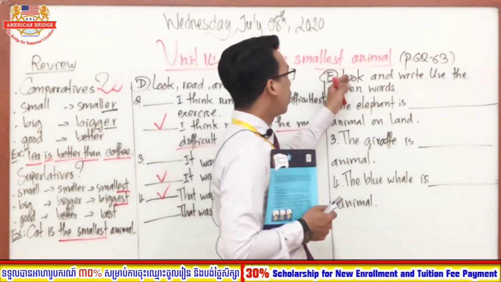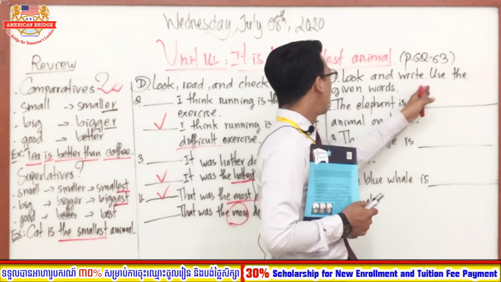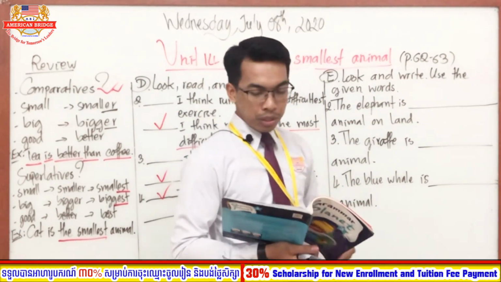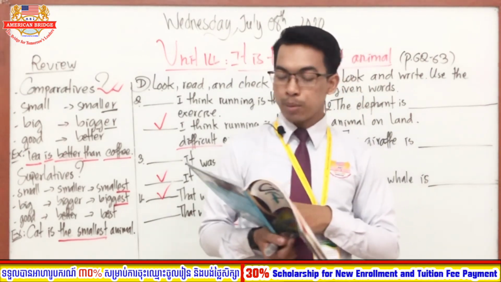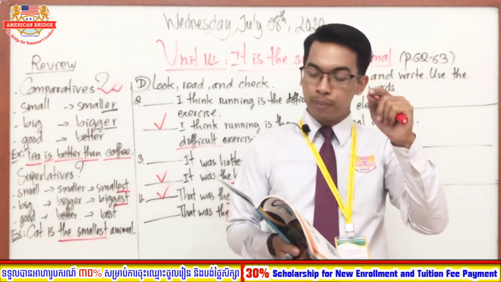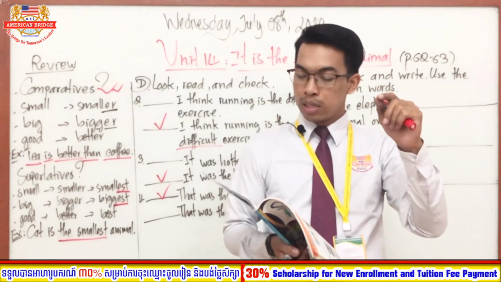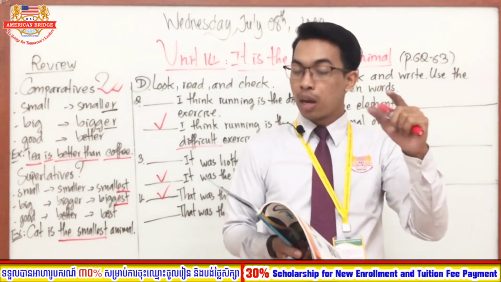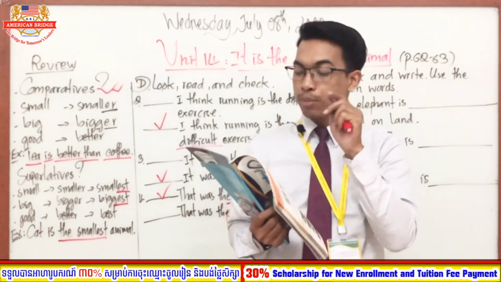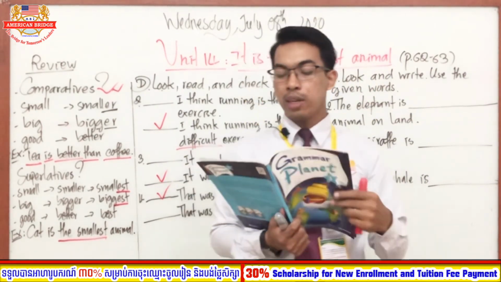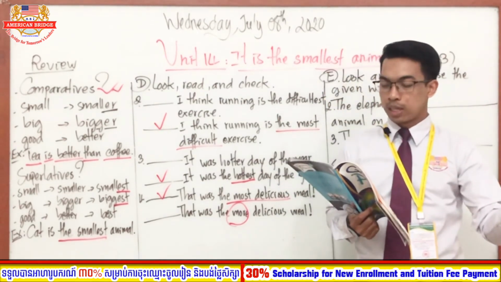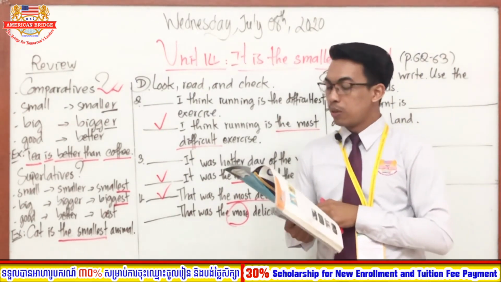Section E. Look and write. Use the given words. Look and write. Use the given word. So you have to look at the picture, and you also get the adjective word, okay, the color word. You see? Good. So you have to look at the picture carefully, and after that you have to change the adjective to the correct sentence. You see? Good. So move on to the first one.